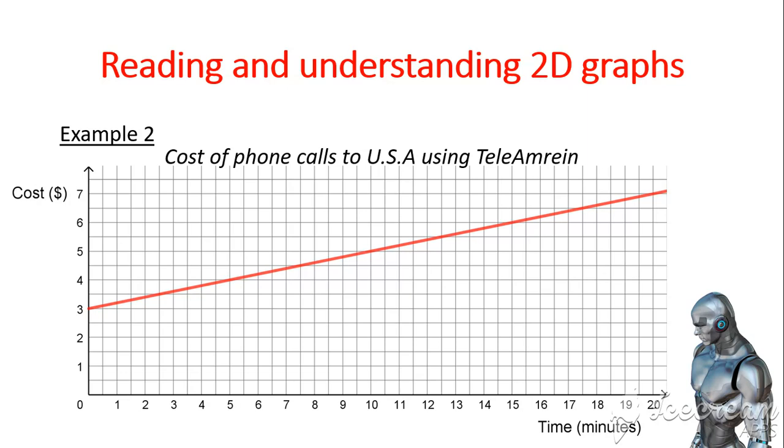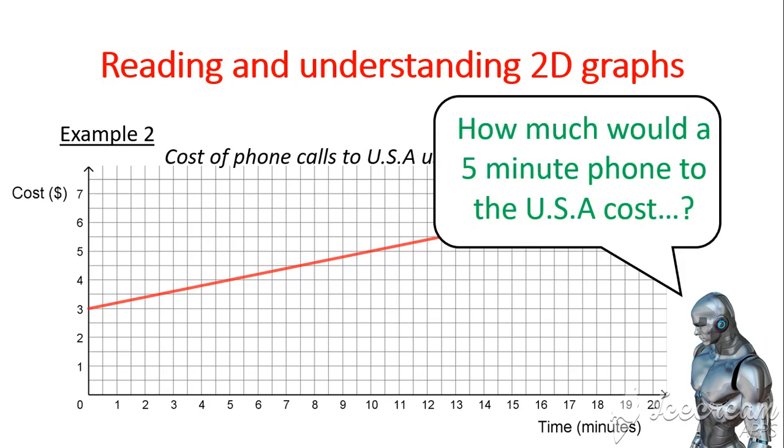All right, example 2. Here's a graph. On the x-axis, we have time in minutes. And on the y-axis, we have the cost in dollars. And this is the cost of phone calls to the USA using a phone company called Teleamron. Right, so how much would a 5-minute phone call to the USA cost?